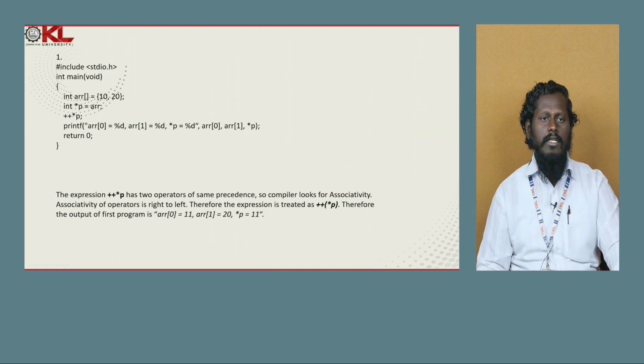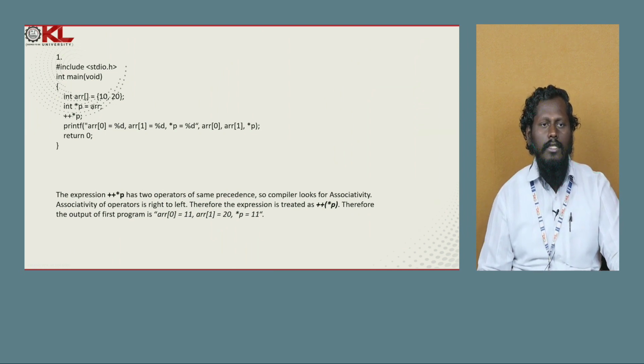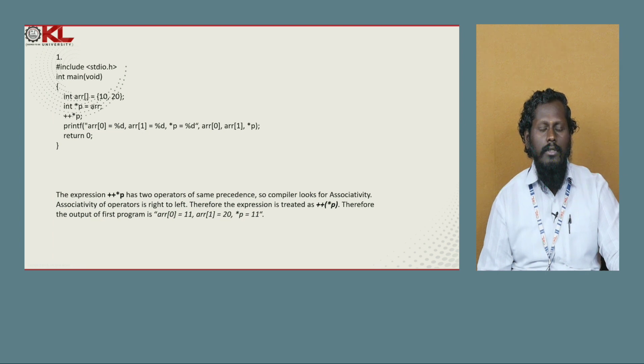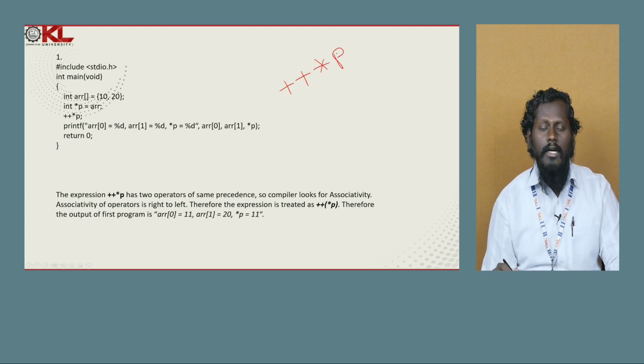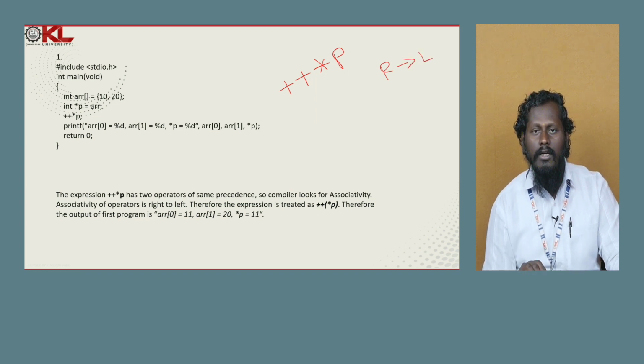And I have given a simple example here. int array equal to 10, 20, and I have taken int star p equal to array. That is, p is nothing but a pointer variable which is pointing to the address of the first element of the array. And I have given plus plus star p. Plus plus is pre-increment, and star is the pointer operator. These two have the same precedence, and the associativity is right to left. So since these have the same priority, we have to traverse right to left.